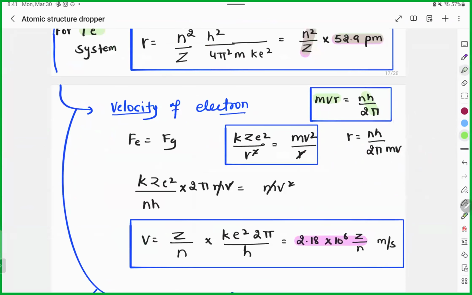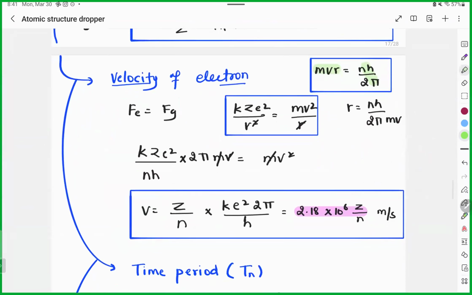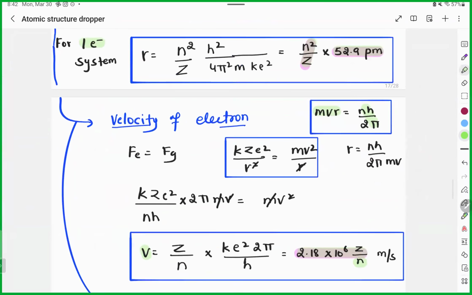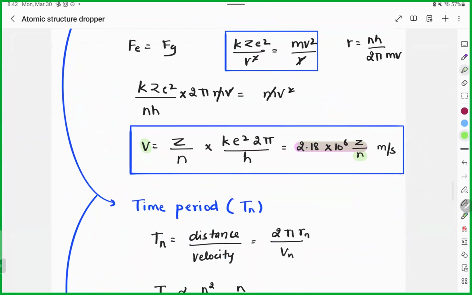Okay, next. If you calculate the velocity of the electron, velocity will be z by n, because in this case it is the opposite. So remember, for radius n square by z, for velocity z by n. 2.18 into 10 raised to power 6. Very, very important.